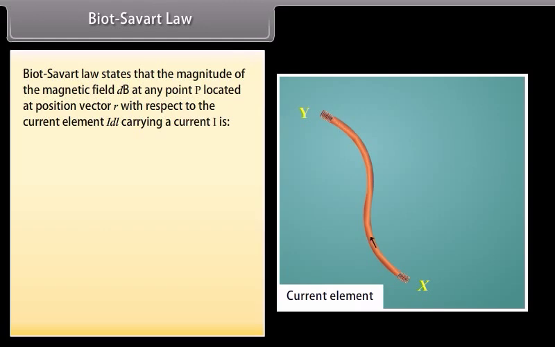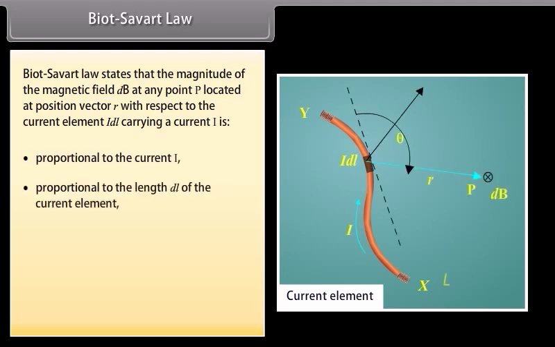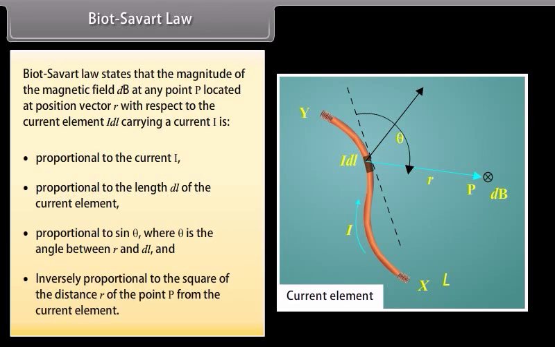Biot-Savart Law states that the magnitude of the magnetic field dB at any point P, located at position vector r with respect to the current element IdL carrying a current I, is proportional to the current I, proportional to the length dl of the current element, proportional to sine theta, where theta is the angle between r and dl, and inversely proportional to the square of the distance r of the point P from the current element.